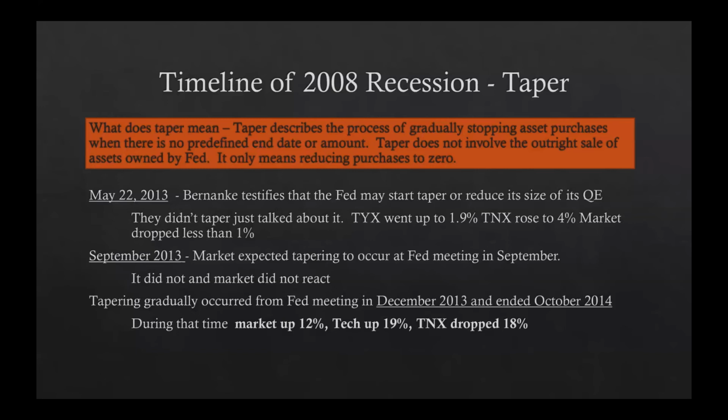The yield shot up to 1.9% on the long end. The TNX rose up 4%. The market dropped less than 1%. It was pretty crazy, right? Now, September 2013, the market expected tapering to occur at a Fed meeting in September. It did not, and the market didn't react. So kind of sounds a little familiar, right? Expecting Jackson Hole, expecting the September Fed meeting maybe to have some word of tapering, didn't happen. Tapering gradually occurred from the Fed meeting in December 2013 and ended in October 2014. During that time, okay, the market went up 12%, tech went up 19%, and yields dropped 18%.